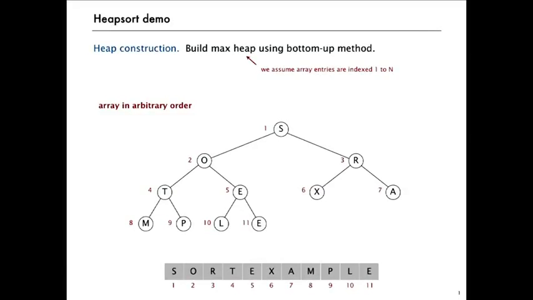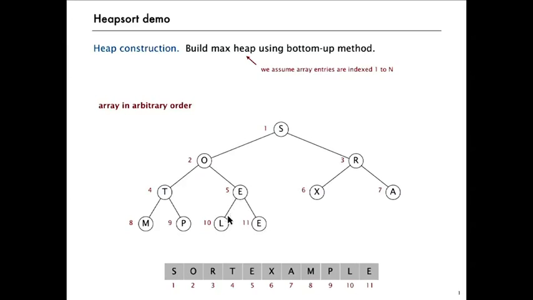So the idea is we're going to use a bottom-up method. All that means is we start with an array in arbitrary order, and then we're going to work from the bottom up to make sure that it's heap ordered. Well, all the nodes with no children are heap ordered. They're only of size 1. The first one we have to worry about is this one here. The root we haven't examined yet.